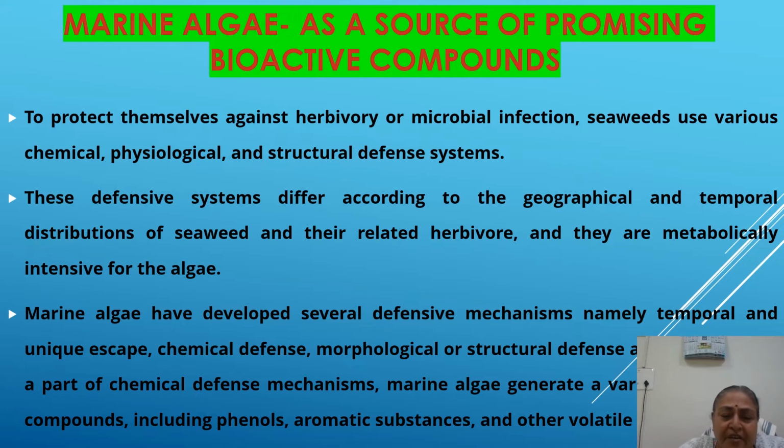They have a lot of defensive chemical mechanisms in their body, and these marine algae generate compounds which include phenols, aromatic substances, and volatile substances in the form of phytochemicals, and they protect them in these harsh conditions. They help them survive in changing, harsh conditions. In this way, the bioactive compounds have a great value for the marine algae itself, and how they are beneficial to us we will also see next.